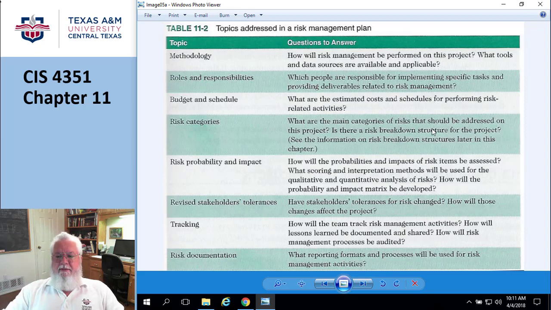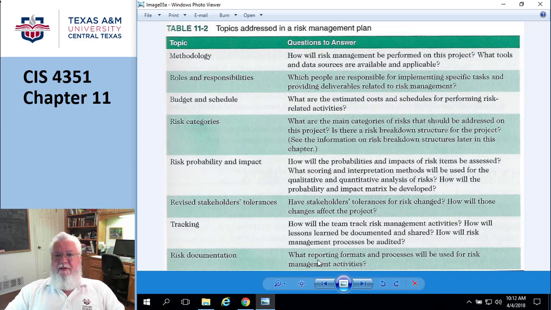What are the main categories of the risks? Risk probability and the impact. In other words, how likely it is, plus the dollar amount of the impact. Revise stakeholder tolerances, because it's possible that halfway through the project somebody could have a change of heart. So you have to maintain, and not all your stakeholders are going to have the same tolerances, right? So you kind of have to average them all together to figure out what their tolerances are. Okay. What kind of tracking mechanism are you going to use?